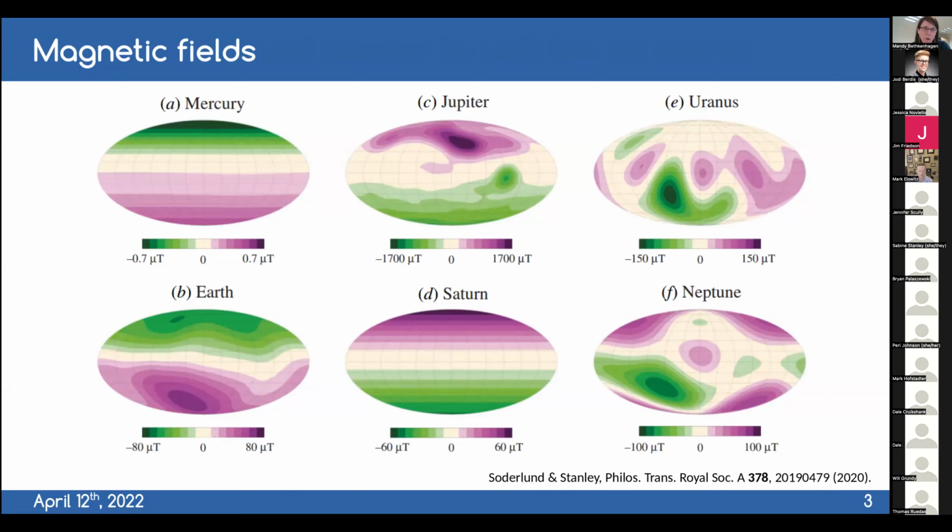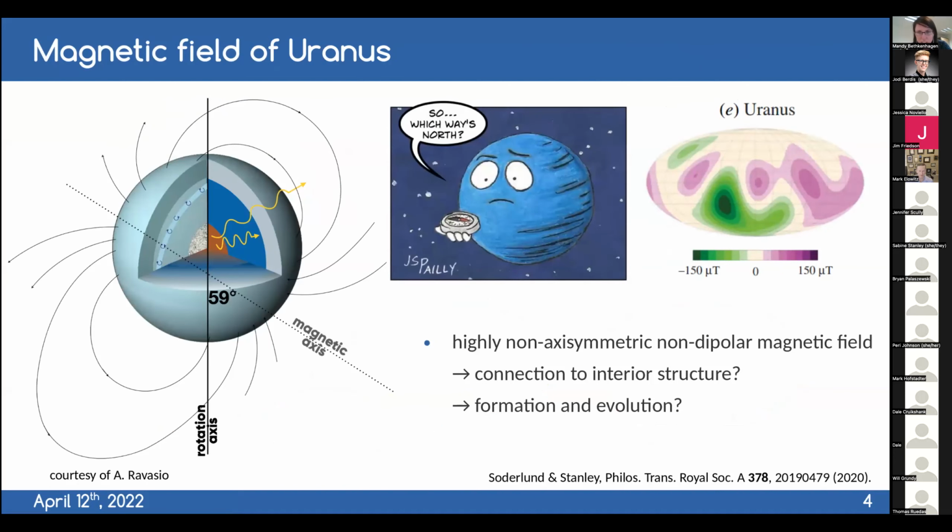While, for example, the Earth's magnetic field, or also the ones of Mercury and Saturn, look almost perfectly dipolar, the magnetic fields of Uranus and Neptune have a really unusual structure. In particular, they are very non-axisymmetric and very dominated by higher orders. So people have been wondering, what's up with this magnetic field? Is it maybe related to something in the interior structure? And how can we understand this in terms of the formation and evolution models for these planets?